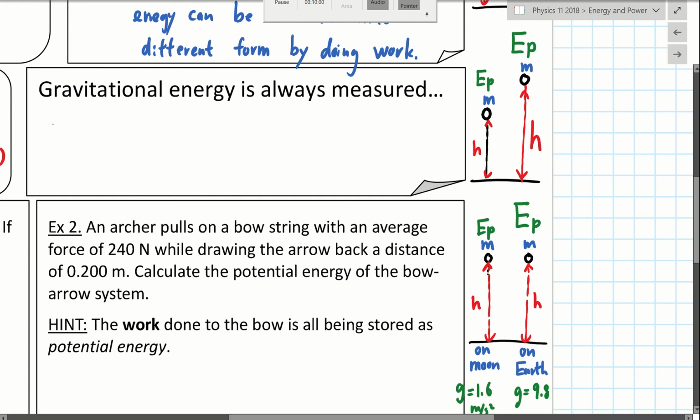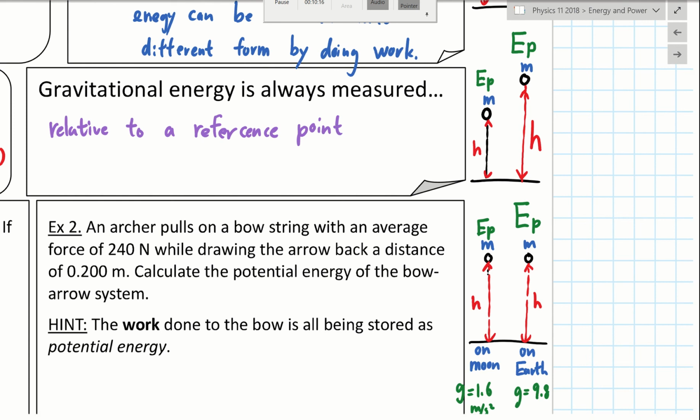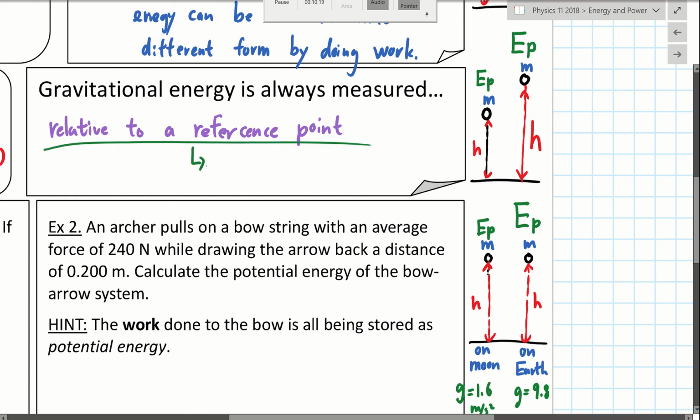So potential energy is always measured relative to a reference point. That means you need to tell people, or at least know from the question, where they want height equals 0 to be. So this is the question of asking yourself, at what height are you assuming? Where is your height equal to 0? And you can pick that. You can actually decide for yourself which area you want to be the height equal to 0.